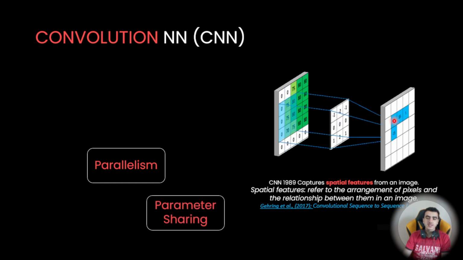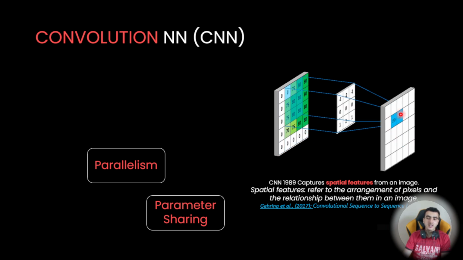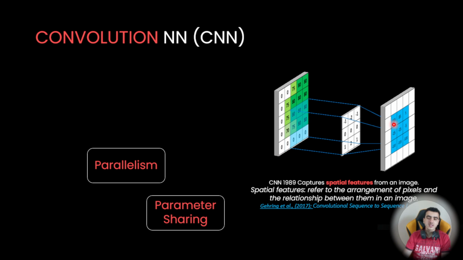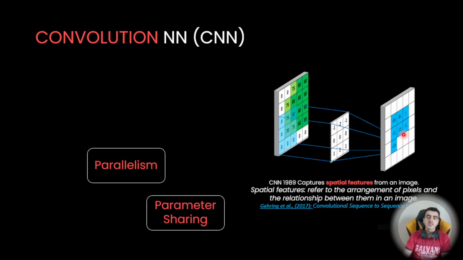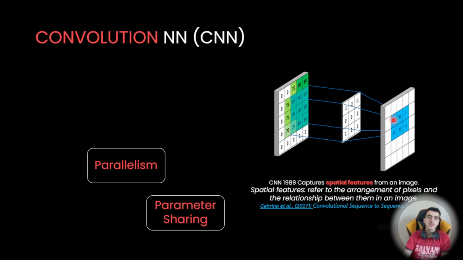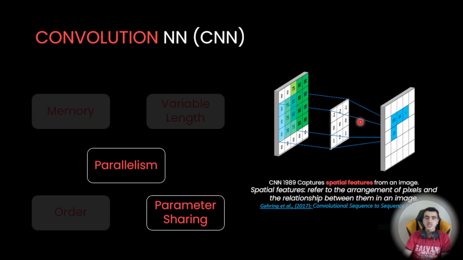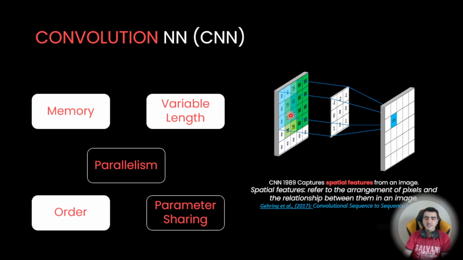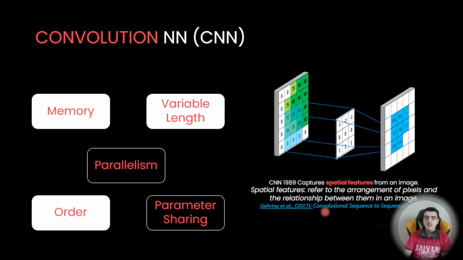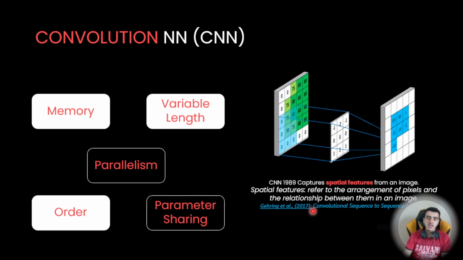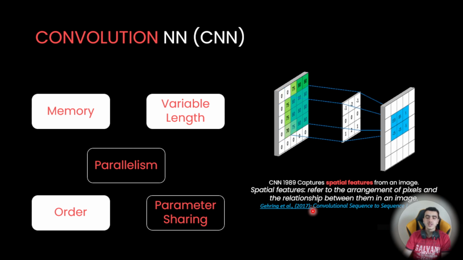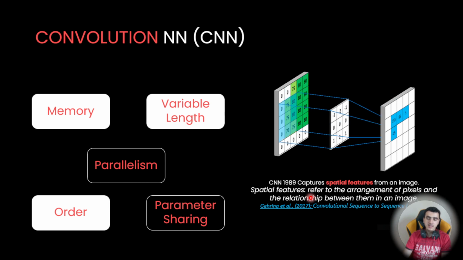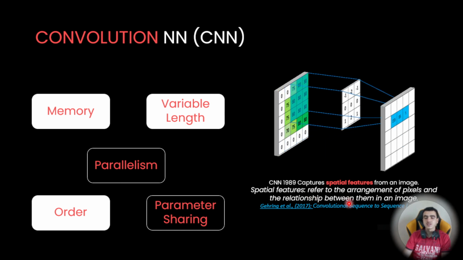But it can be parallelized. This output can be produced in a single shot, because this number doesn't need to wait until another number is calculated, and none of these numbers depend on any of the other numbers. So it can be parallelized, and it also has parameter sharing, but it misses these three properties. Also, the size of this image shouldn't change; it cannot handle variable length sizes. Although papers like convolutional sequence to sequence learning have been published, I can put the link in the description of this video so you can see how it performs against the recurrent neural network.